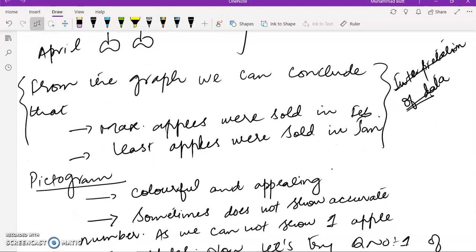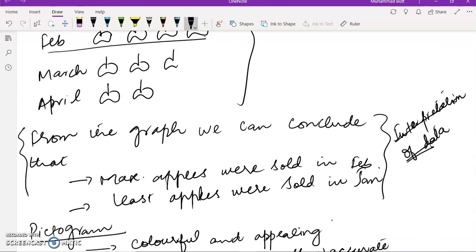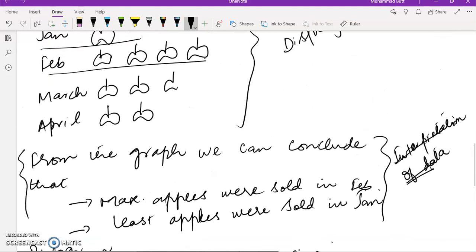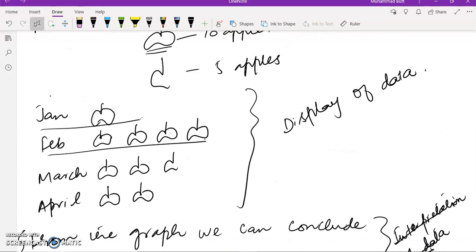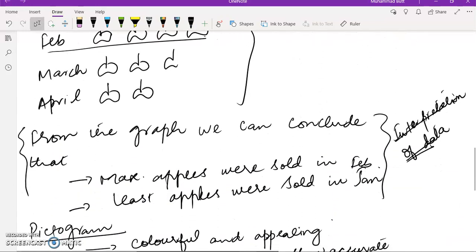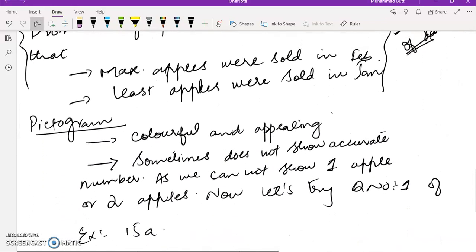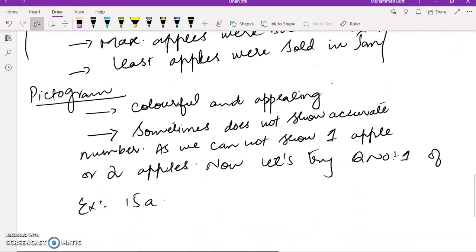Pictogram is used when we have numbers, but sometimes it's pretty difficult because at times it does not show accurate numbers. For example, 1 apple is representing 10 apples, whereas half apple is representing 5 apples, but it's very difficult to show 1 apple over here or 2 apples over here. But on the other hand, it's very colorful and very appealing, so we use the pictogram. There are so many other methods which are also used, like bar graph or histogram or line graph, but we'll study only bar graph and pictogram in this exercise.